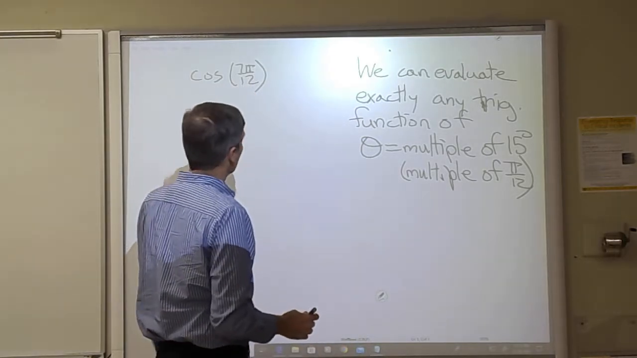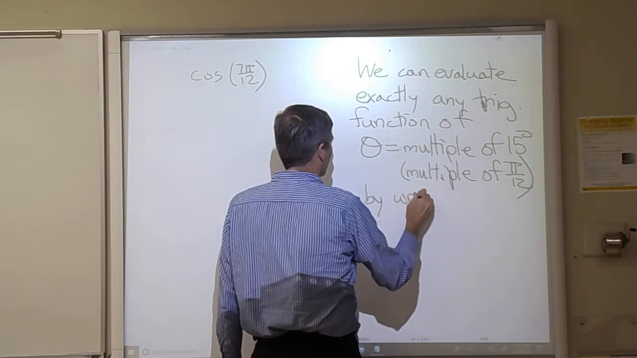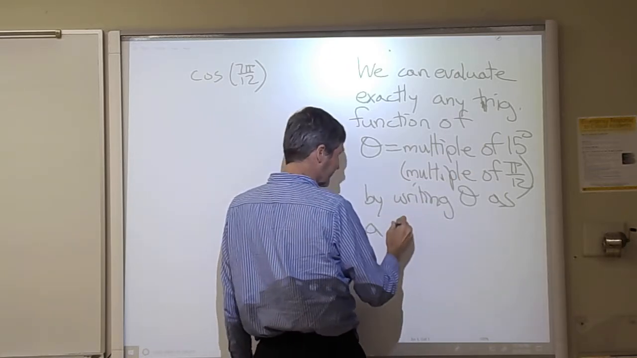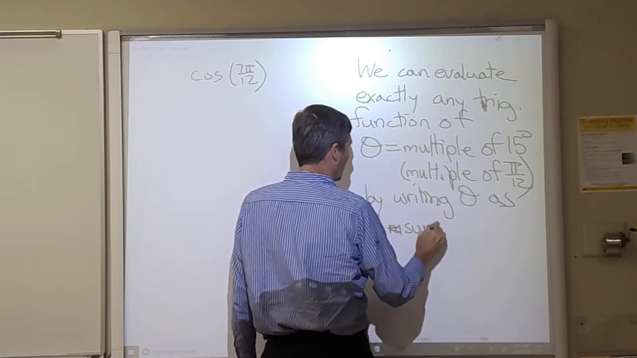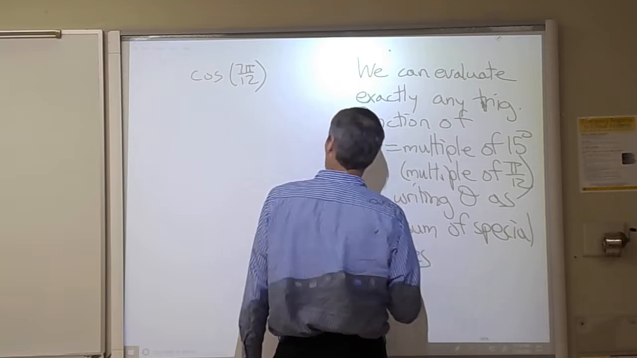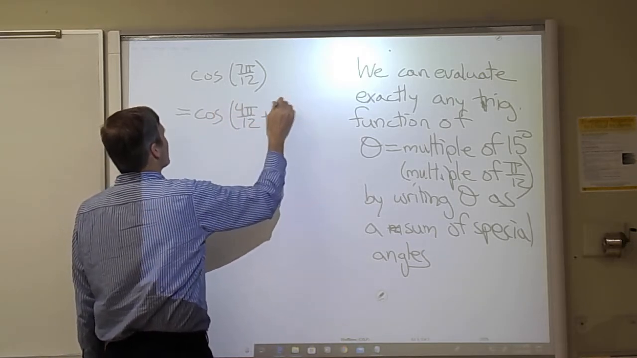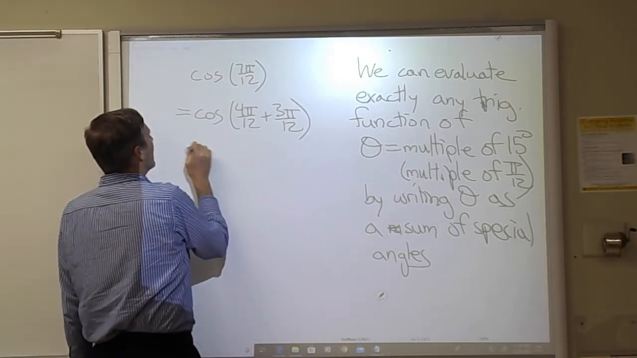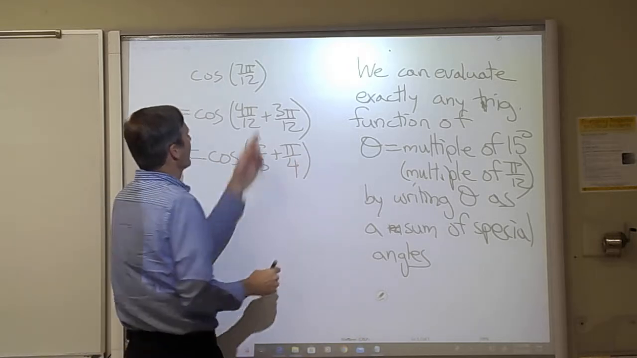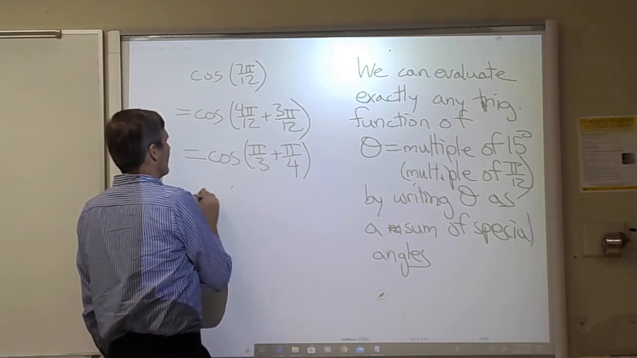Seven pi over 12 is a multiple of pi over 12, so I know I can do this exactly. The trick is to write these as a sum or difference of special angles. You can do either, and every multiple of 15 degrees works. Well, if I write 7 pi over 12 as 4 pi over 12 plus 3 pi over 12, this is pi over 3 plus pi over 4. I have succeeded in writing the original angle as a sum of 2 special angles, multiples of 30 or 45 degrees.